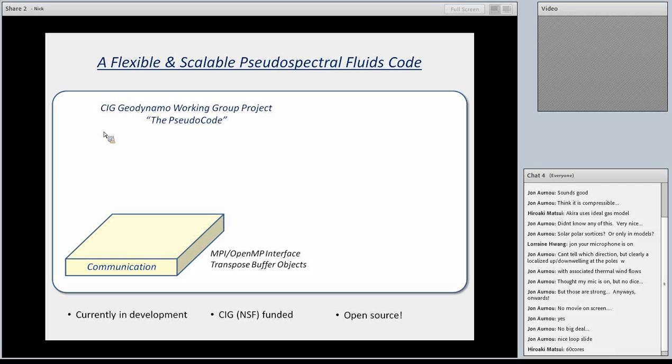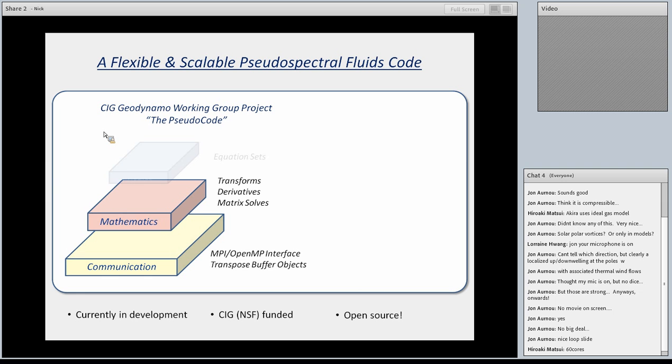But separate from all of the math and physics, right? And then on top of that, you need a mathematical layer which actually handles the transforms, the derivatives, the matrix solves, but it's not all wrapped up into the communication, which I think is what you can run into if you're not careful in these pseudospectral methods.